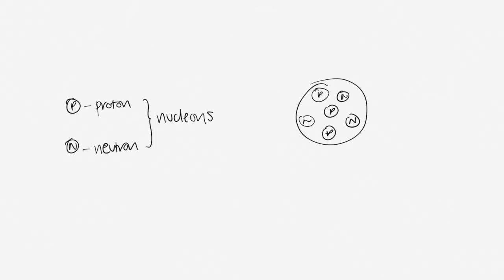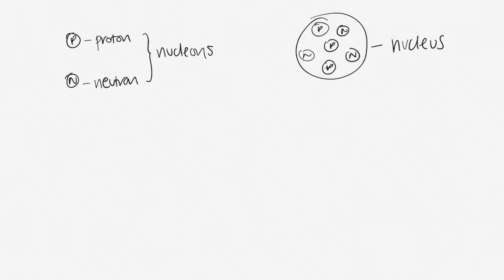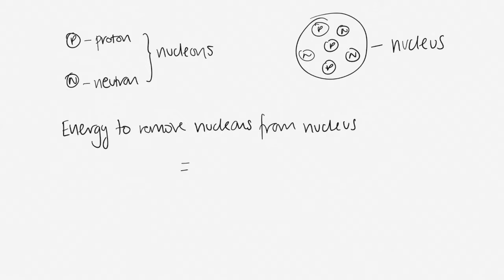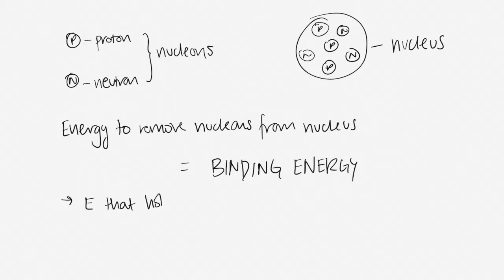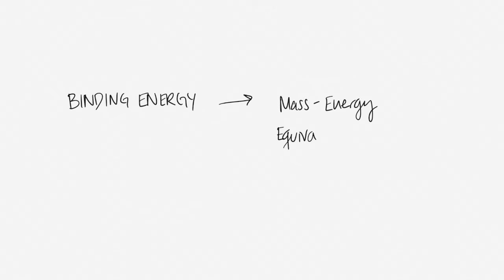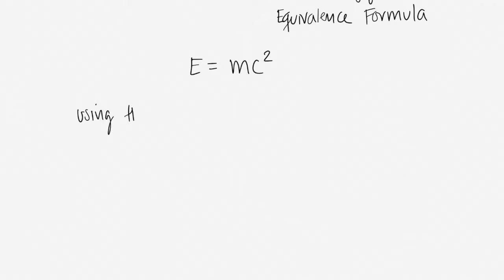Because of the strong nuclear force, the nucleons in a stable nucleus, which are protons and neutrons, are held tightly together. The amount of energy required to remove nucleons from a nucleus is called binding energy. The more stable the nucleus is, the greater is the amount of energy needed to break it apart. We can link this concept of binding energy to the world-famous mass-energy equivalence formula, which is E equals mc squared, by calculating the mass defect of a nucleus.